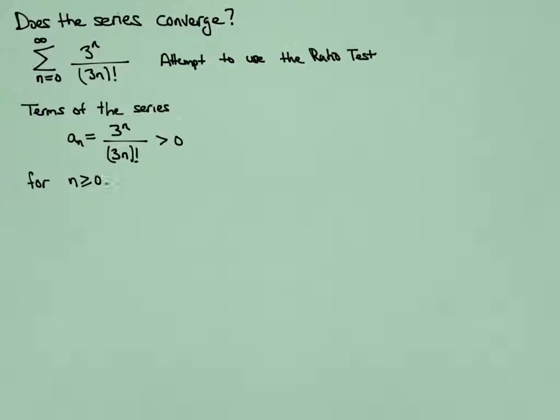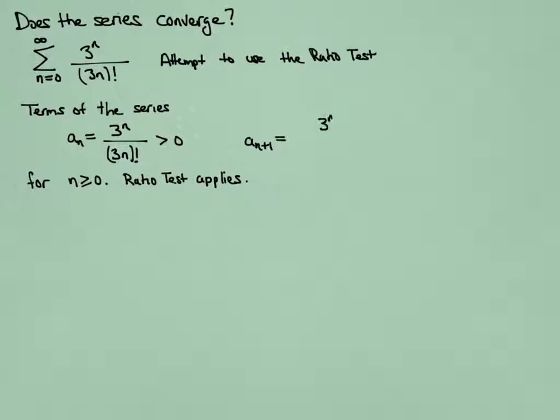The important thing before we can even apply the ratio test is to observe that these terms are positive, and these expressions here are in fact greater than 0 for all n greater than or equal to 0. So all the terms of my series are positive. Therefore, the ratio test applies.